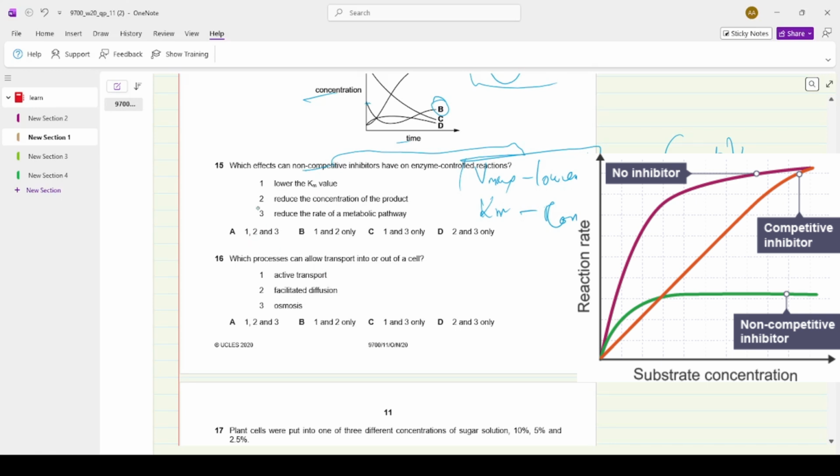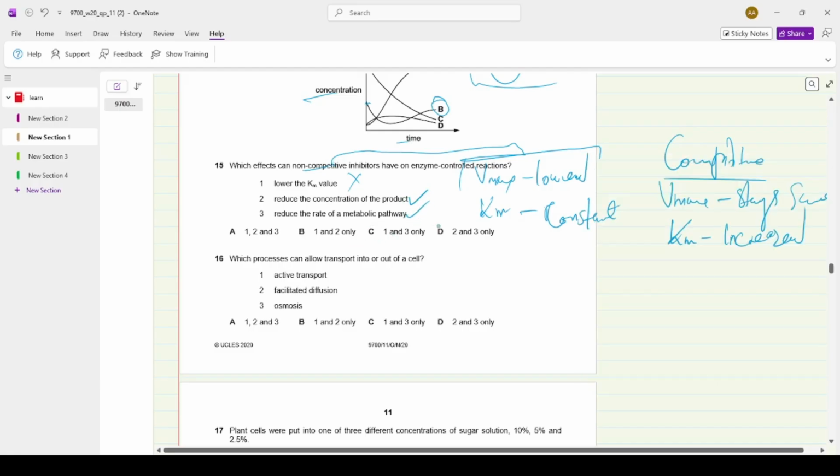Anyway, so returning to the question. They were saying which effects can a non-competitive inhibitor have on enzyme controlled reactions? Lower the Km, so this is not true. The Km remains constant. Reduce the concentration of the product, obviously, because we're having an inhibitor, so the product formation will be reduced. Reduce the rate of metabolic pathway. Yes, the rate will also be reduced. So here the best option was D.